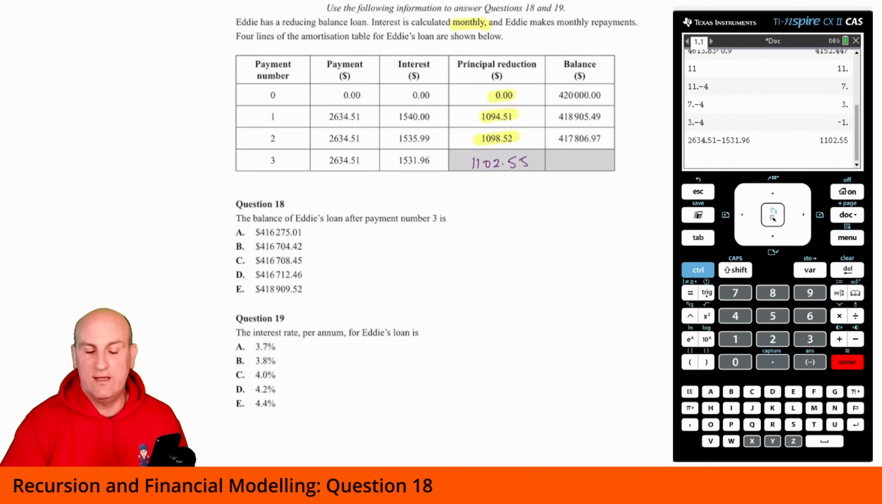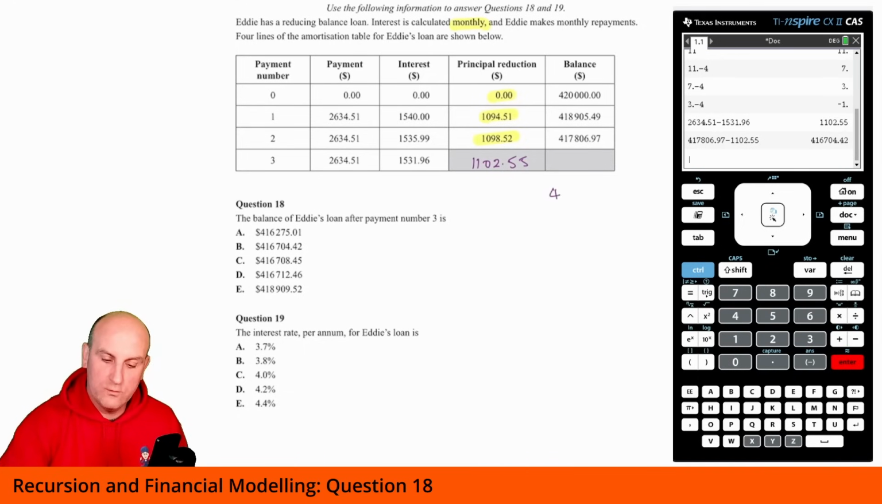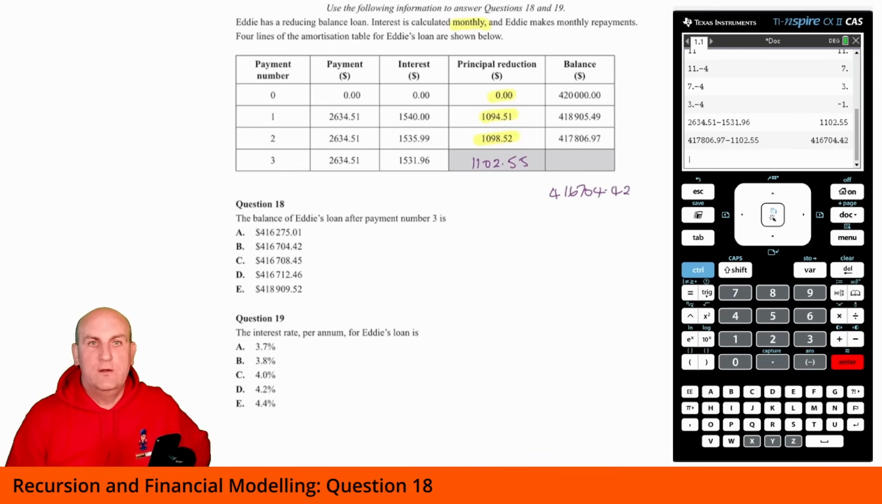1102.55. Right, how do I now get my next value? This value here is always created by doing that one minus that one. So I do this value minus that value there, and again it gives you the hint because it says principal reduction. 417,806.97, and I'm going to subtract from that 1102.55. Gives me 416,704.42. I'm going to write that one down. The balance of Eddie's loan after that payment is, do I have that one? 416,704. Yep, B is going to be my correct answer to that one.